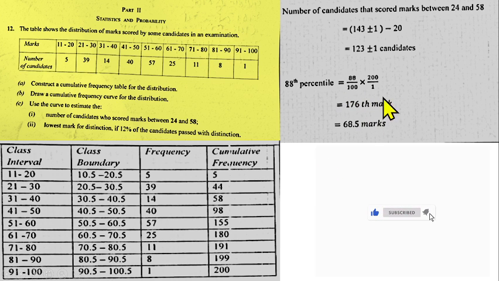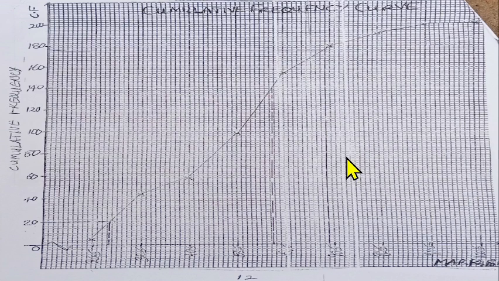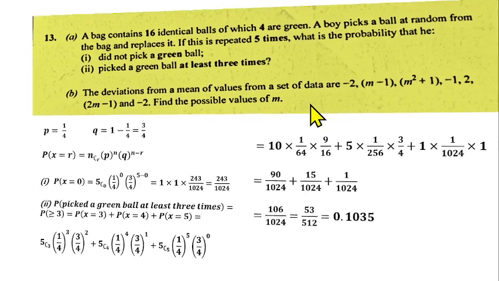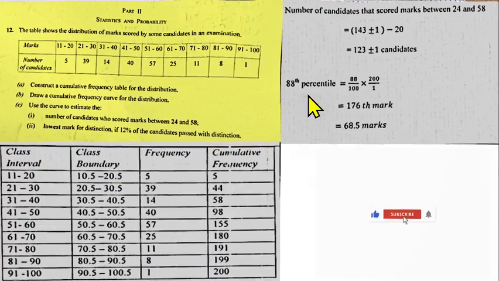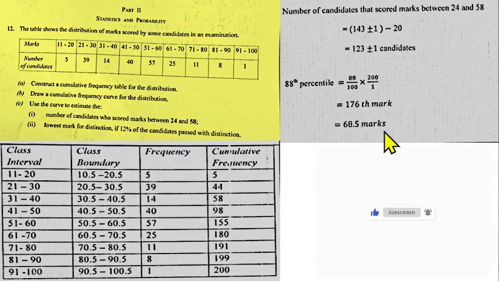So go to your graph and locate 176. 176 is right here. Trace it to the graph and trace it down, and whatsoever you read there should give us the value of the mark for distinction. So the lowest mark for distinction is 68.5 marks.